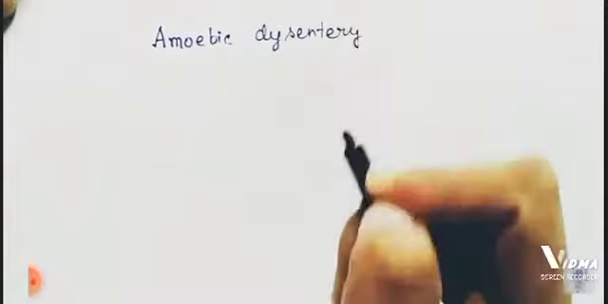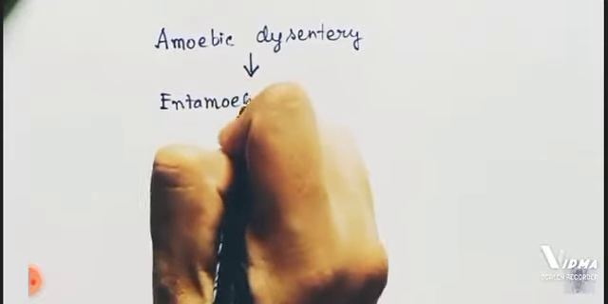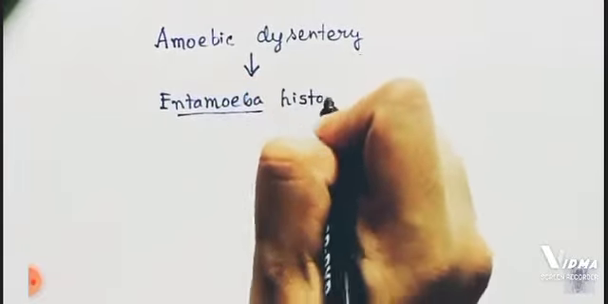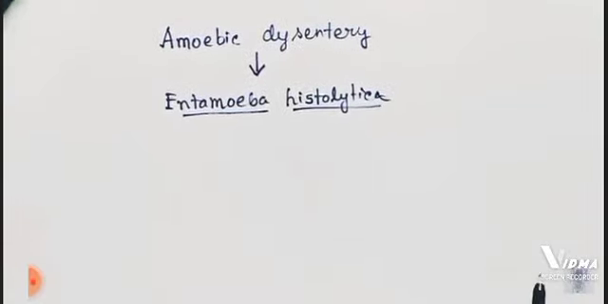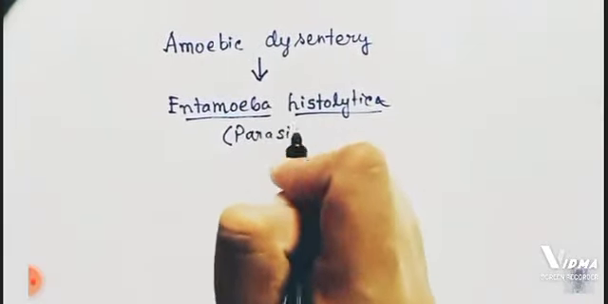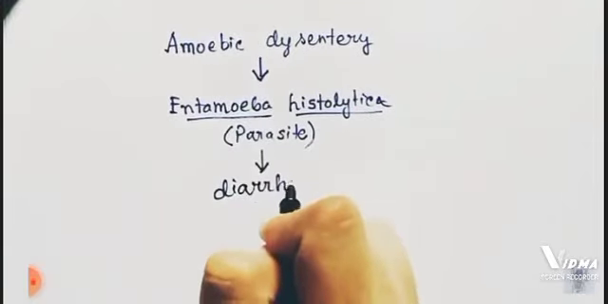In this video, we are going to talk about amoebic dysentery, which is a disease caused by Entamoeba histolytica, which is a parasite. It causes diarrhea in the human body. This diarrhea caused by the Entamoeba histolytica is called amoebic dysentery.